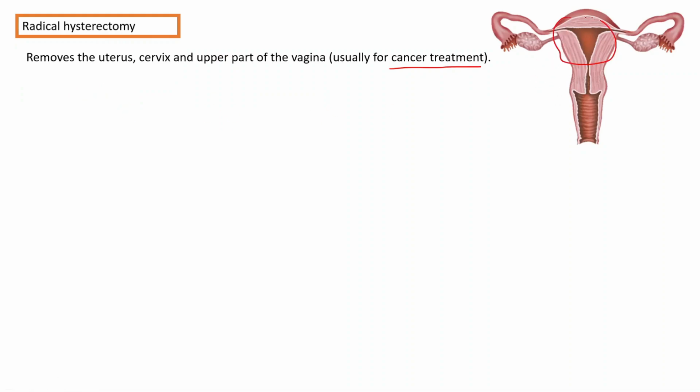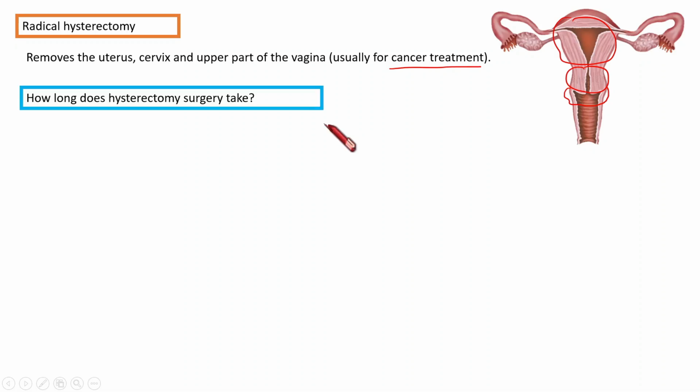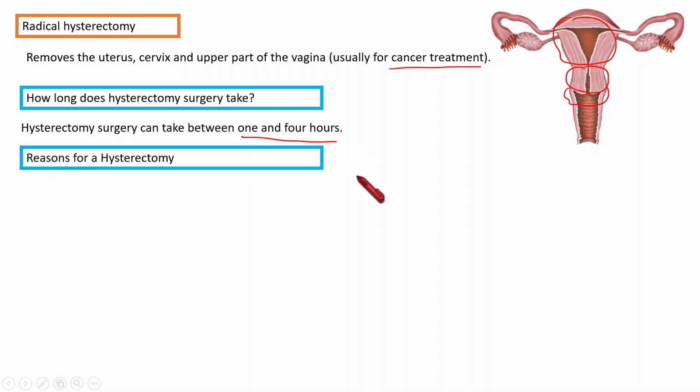the uterus is removed, the cervix is removed, the upper part of the vagina is also removed, and in some situations, the ovaries and fallopian tubes also need to be removed in the case of radical hysterectomy as a method to cure cancer-like diseases. Then what would be the duration of the surgery? It requires 1 to 4 hours. That is the duration.